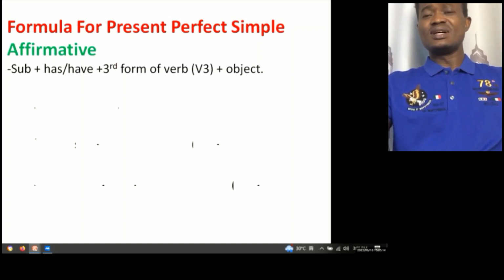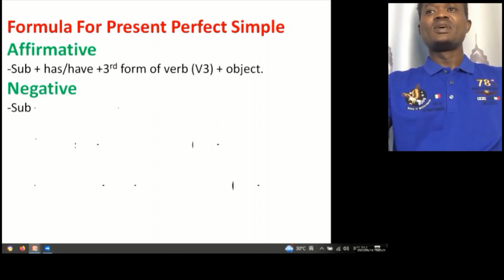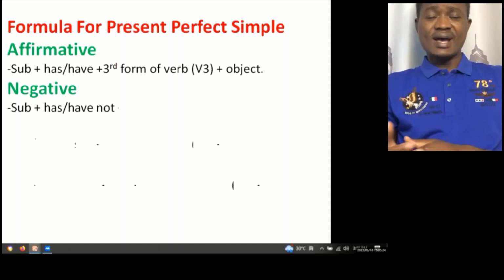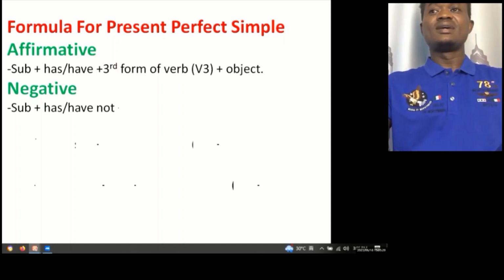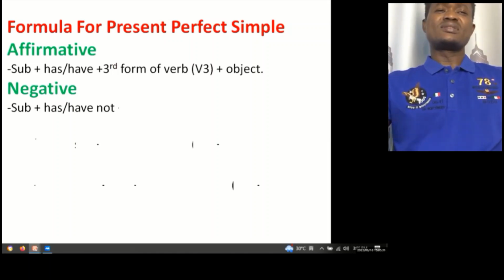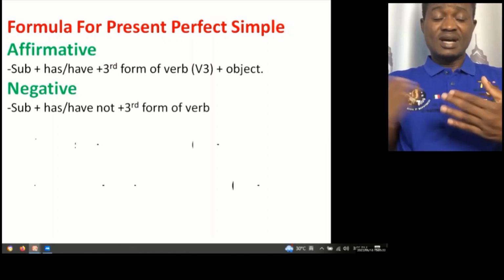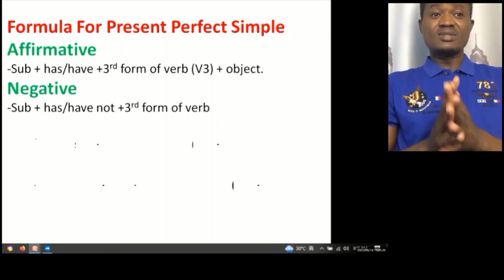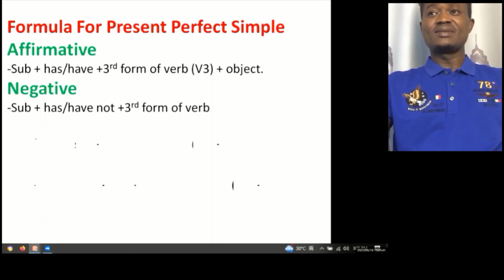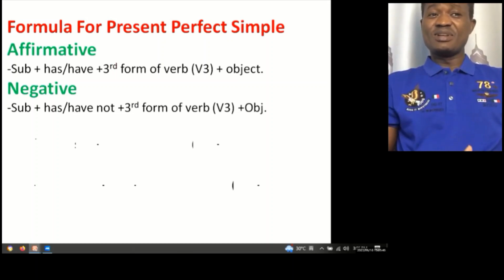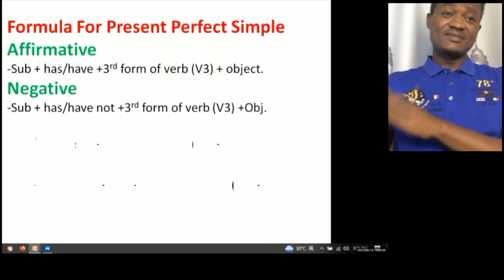Okay, let's go to the negative form, the formula for the negative form. Subject plus has or have, plus not, because it's a negative, so we use the word not. Then the third form of the verb, what we call the V3 verb, or sometimes the past participle, plus object. So this is the formula for the negative form, the negative sentence.